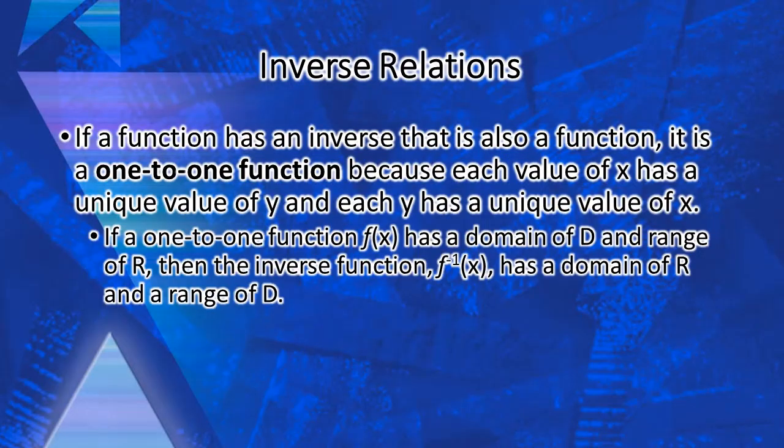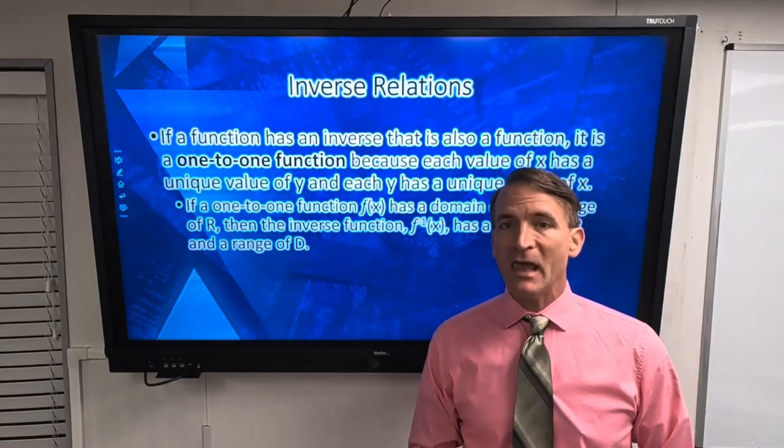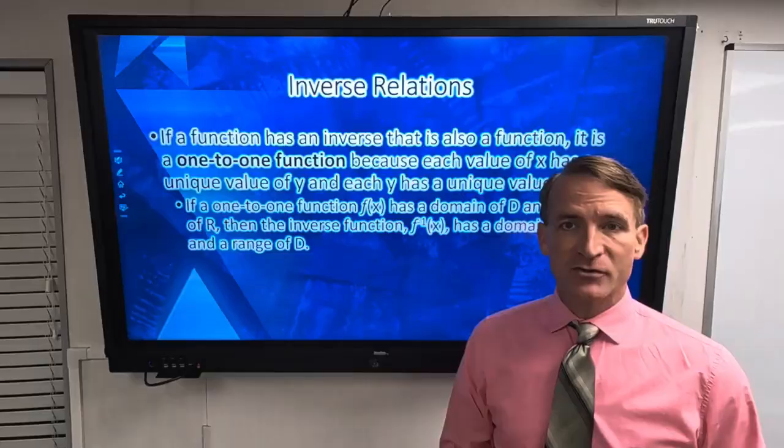In a one-to-one function, if your domain is, let's say, D, and your range is R, then the inverse of that function, which is abbreviated by f to the negative 1 power of x, but normally we just say the inverse of f, has a domain and a range that is switched. So what was your original range becomes your new domain for your inverse, and what was the original domain of your function becomes the range for your inverse.